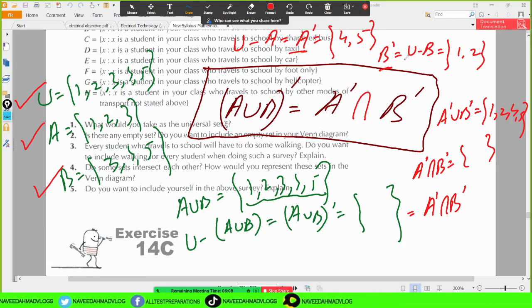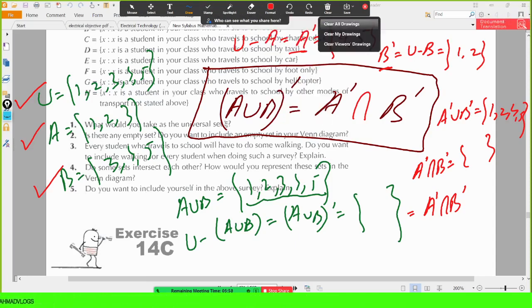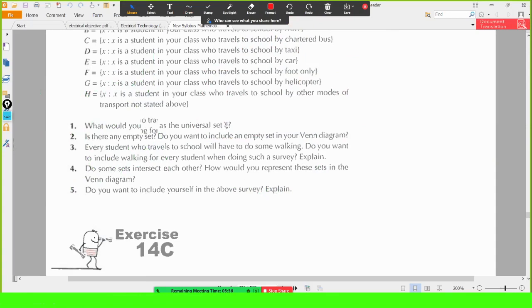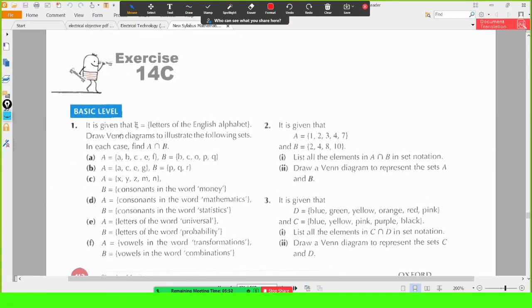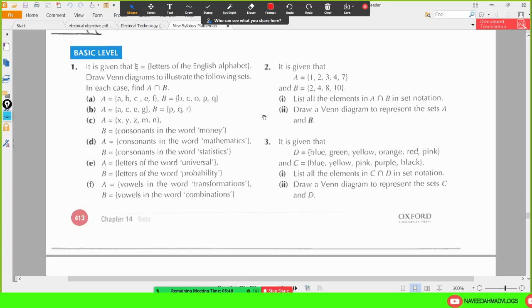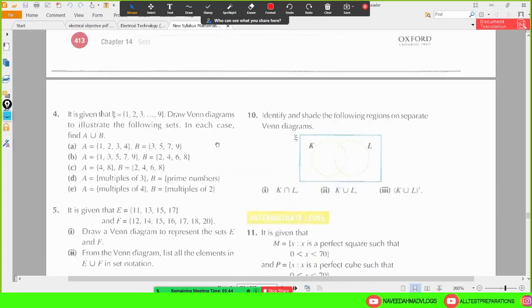Okay, the way we checked it here. Got it? Any other question? No. Okay, exercise 14C. The universal set is given; draw the Venn diagram to illustrate the sets. So hopefully you will do how to draw these Venn diagrams. Hopefully you will do these questions.